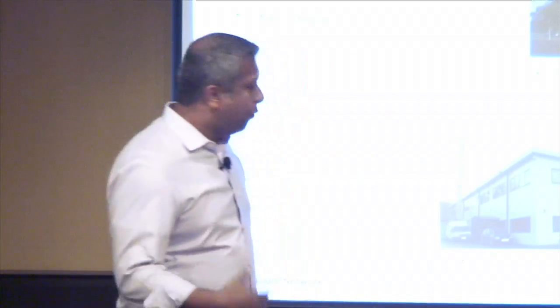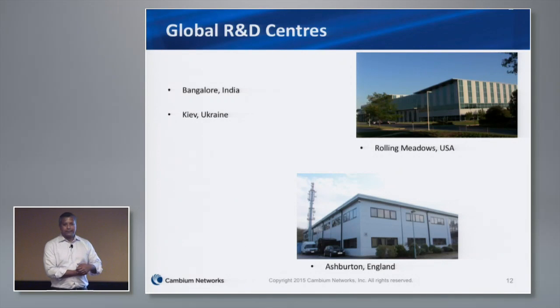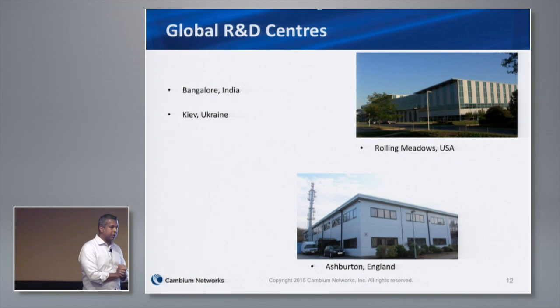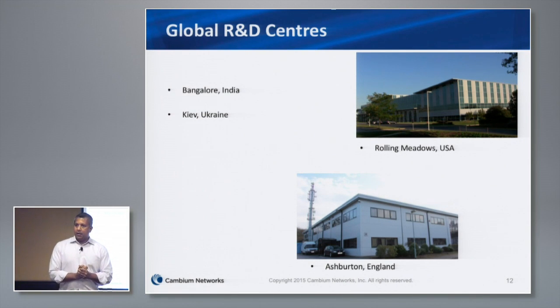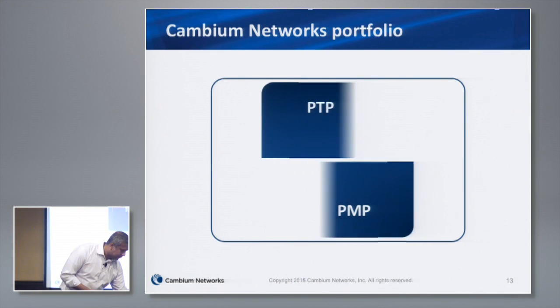Where are we? Oops, sorry. We have 4 R&D entities. The primary ones are Rolling Meadows, about 10 miles outside of Chicago O'Hare Airport, Ashburton, England, which is in the south of England, and Kiev, Ukraine, and Bangalore, India is one of our latest centers. So heavy R&D presence. We do like to be closer to the customer, so the regional spread helps when customer issues come up and you want to fly out an engineer somewhere and address an issue. It works out.